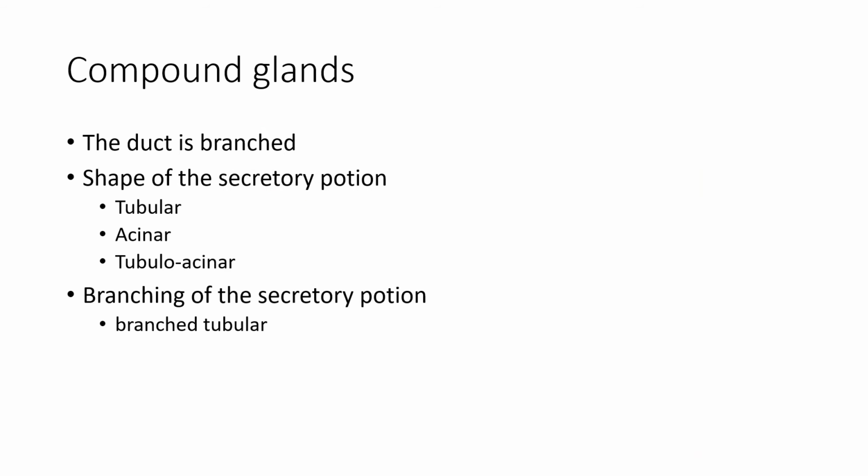Then going on to compound glands, where the duct is branched. Then the shape of the secretory portion, tubular and acinar, and you can have a mixture of these two, which we call tubulo-acinar. And also there can be branching of the secretory portion, where you would call it a branched tubular. So the name would be compound branched tubular.